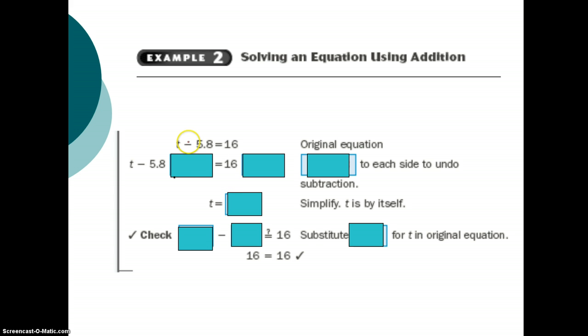First thing I want to do in this problem, change subtraction to adding the opposite. Now, I'm clearing this left side versus the right, because that has the variable. To do that, I want to add the opposite of negative 5.8, and that would be adding positive 5.8 to both sides.